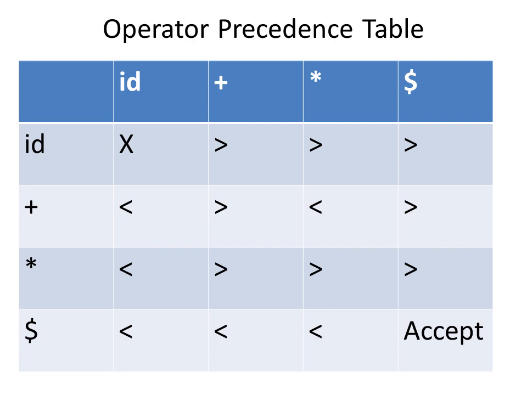As I said before, dollar always has the low precedence with all other operators. So dollar compared with ID, low precedence. Compared with plus, low precedence. Compared with multiplication, again low precedence. When dollar and dollar come, accept the string. That is why accept is mentioned here.